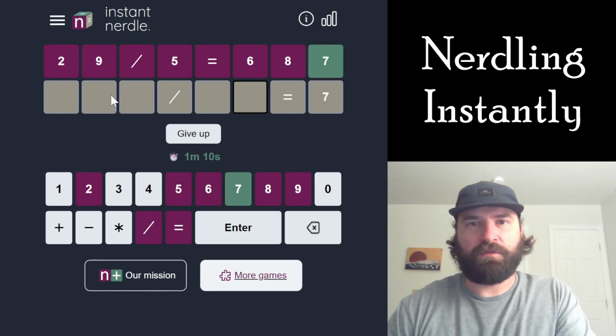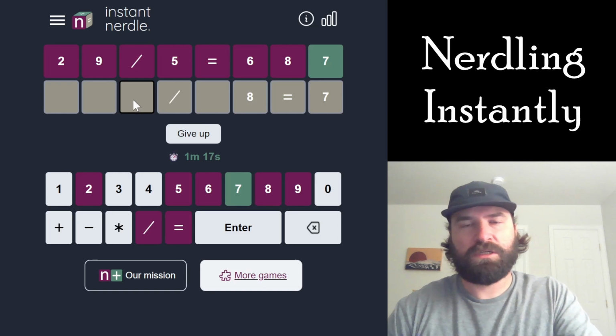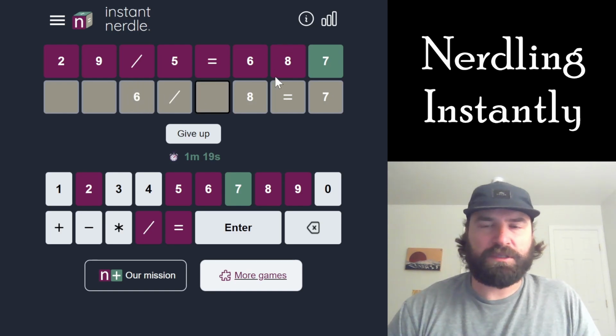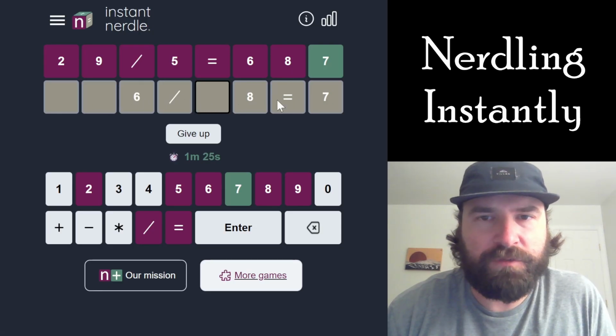5's not going to work. We don't have another 5. 6 doesn't work because it can't go there. 8 would work. So this would have to be a 6. But this is the last number that I can try here. So maybe this will work. If not, I have to move the equal sign.